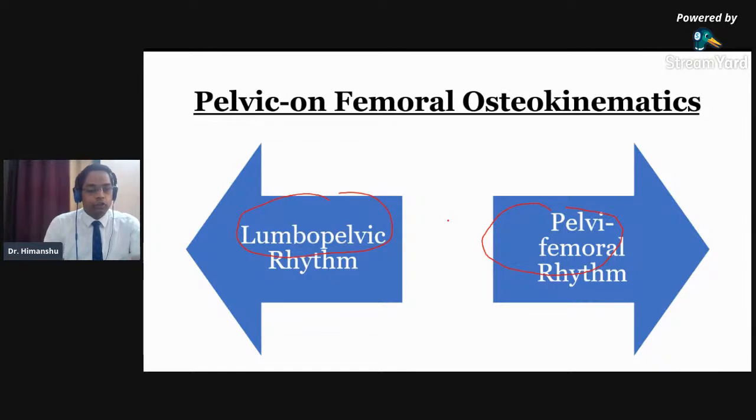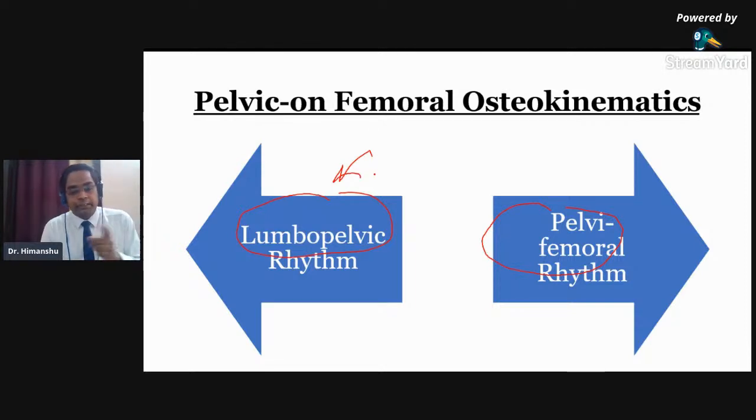Whenever we talk about the lumbopelvic rhythm, we talk about the forward bending motion. Just try and imagine that. Whenever I start bending forward, there is a particular hierarchy in which the segments of my spine, followed by the pelvis, followed by the hip joint, move. First of all, I slouch down, followed by the flexion of my neck, followed by the over flexion of my thoracic spine, followed by the flexion of my lumbar spine.